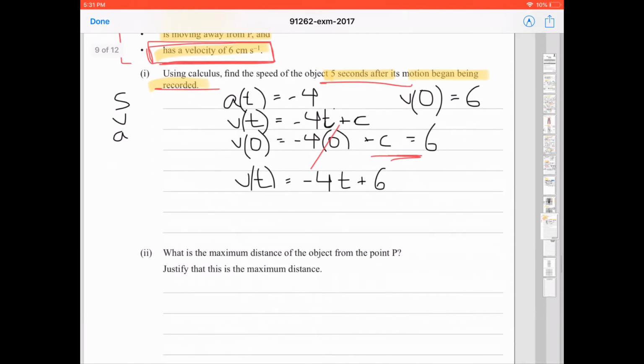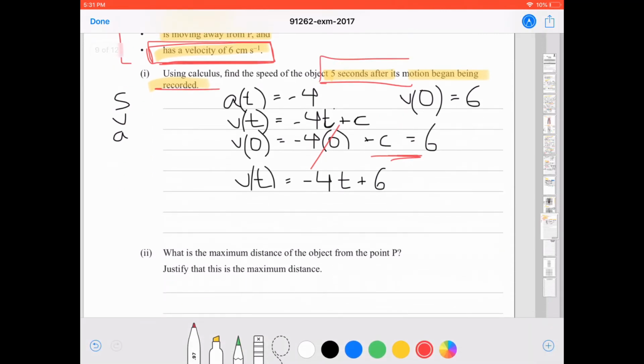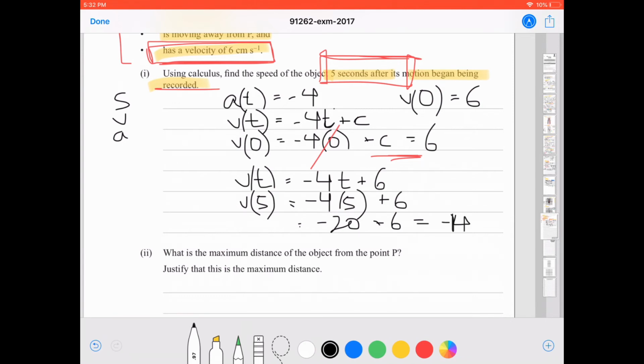Speed of the object 5 seconds after its motion began being recorded. So v of 5, because t equals 5, equals -4 times 5 plus 6. And what have we got here? -20 plus 6, and that equals -14. And you might be wondering, well, what's going on here? You've got a speed of -14, and that's all right, because velocity is a vector, and if you've got a negative velocity, that just means it's switched directions.